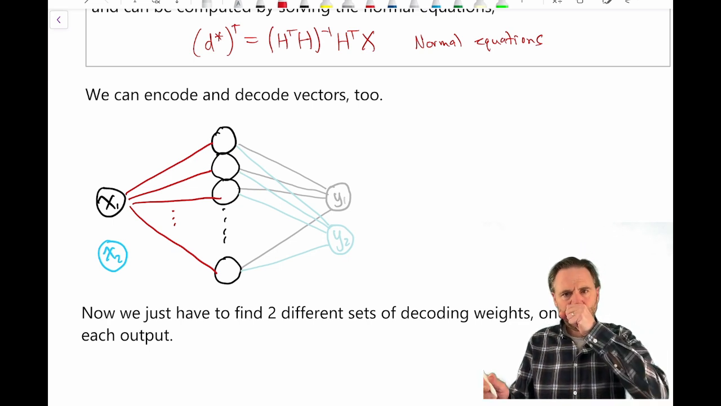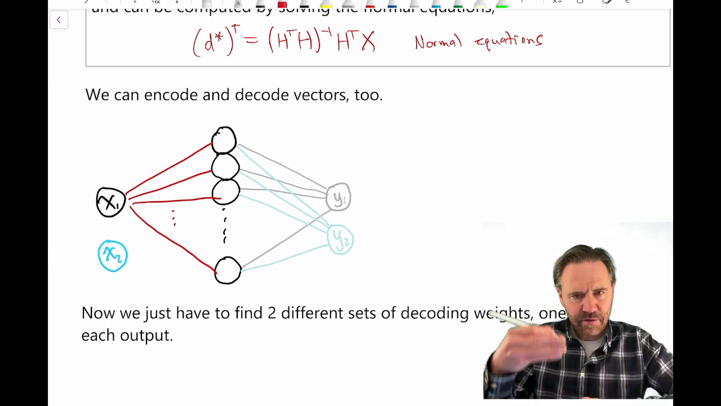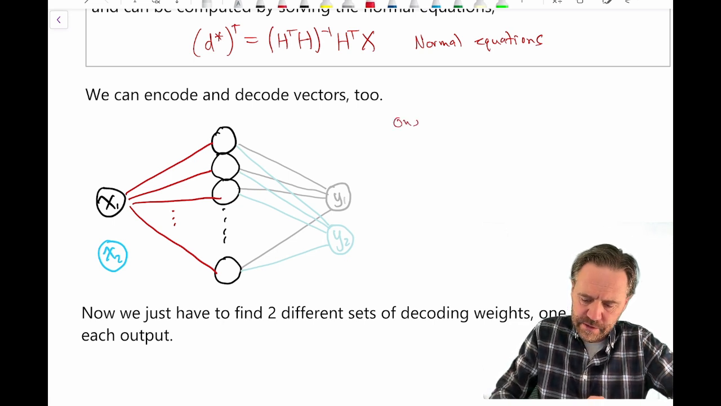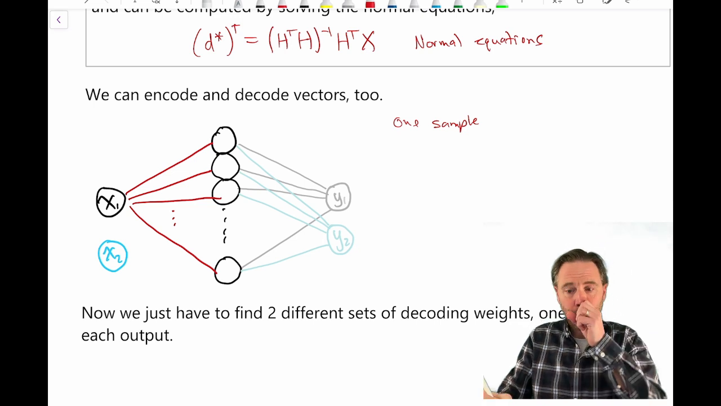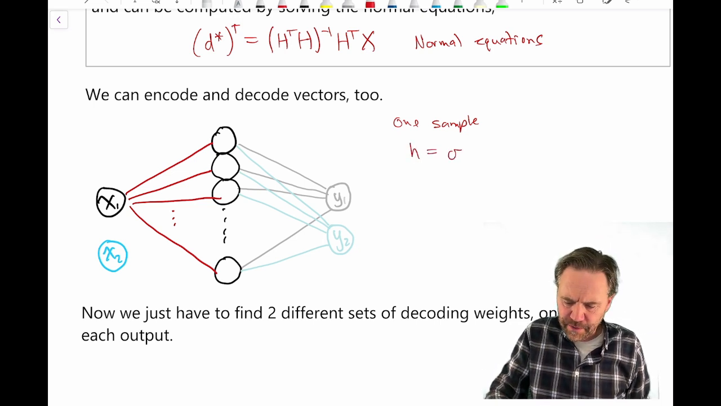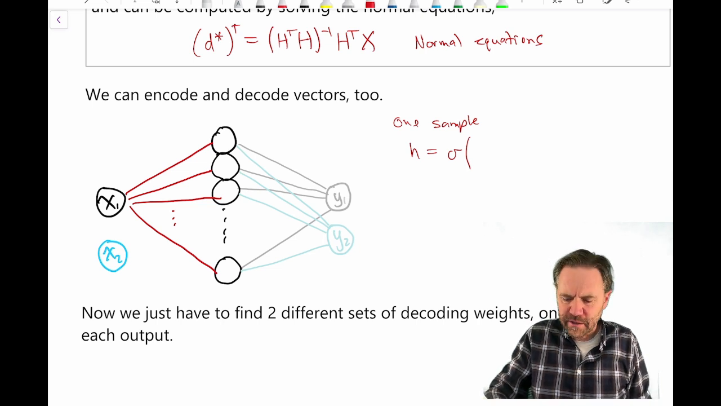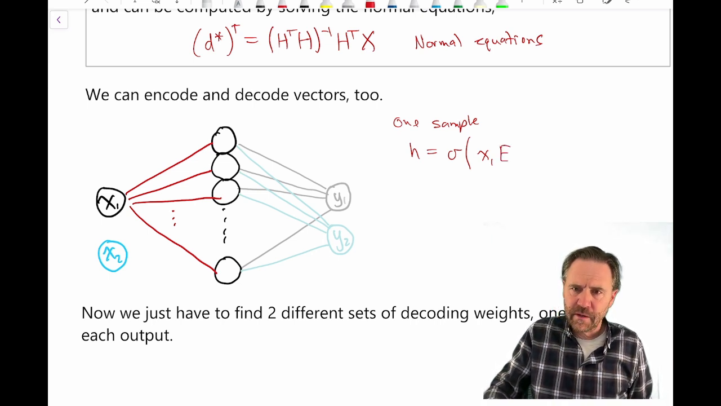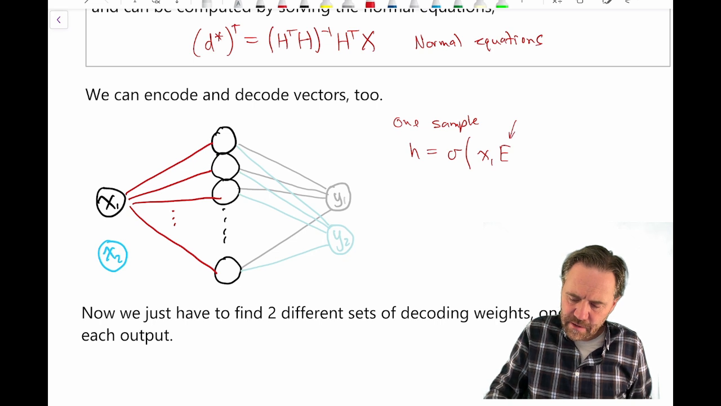So that kind of does what we were already looking at. If we look at one sample, our h is going to be some nonlinear function. What do we run through the nonlinear function? Now, you don't have to write this down because I'm going to fix this in a minute. x1, whatever that is, times some encoding vector. So in this case, the e would be the weights.